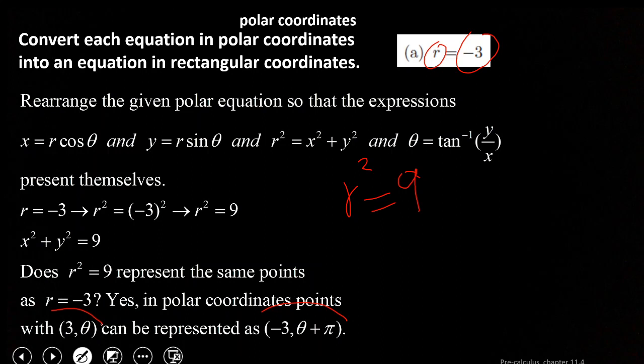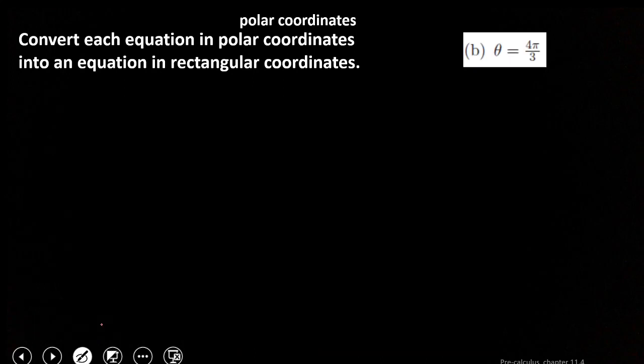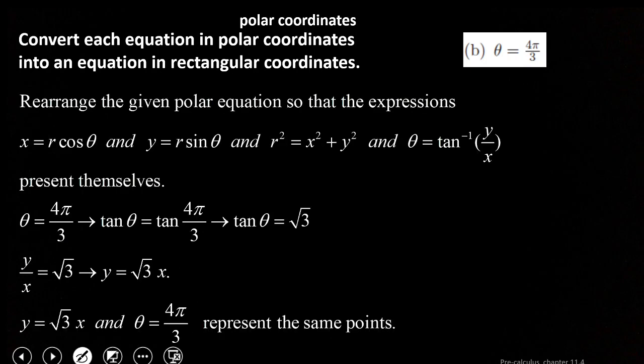All right, so what about theta equals 4 pi over 3? Well, we don't have anything to directly use to do that, but we can take tangent of both sides, right? If we take tangent of both sides, then we know that the tangent of theta is going to equal the tangent of 4 pi over 3. But we know tangent of 4 pi over 3 is the square root of 3. So this equation is really equivalent to that.